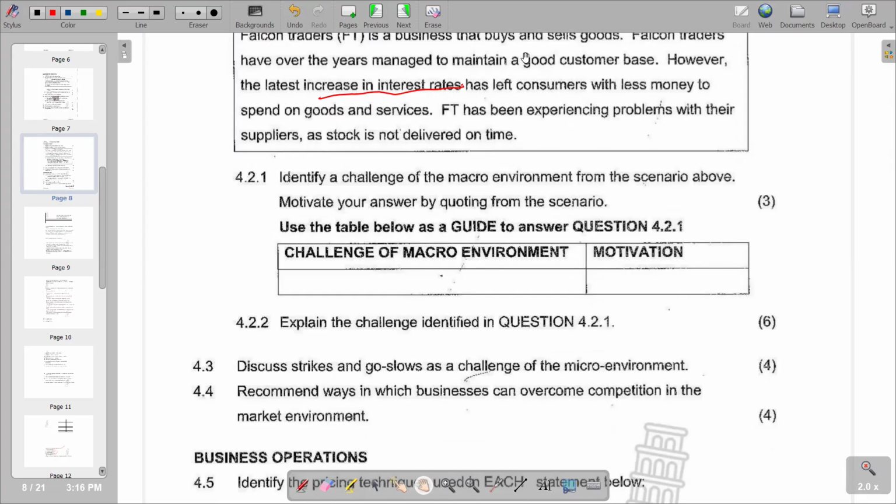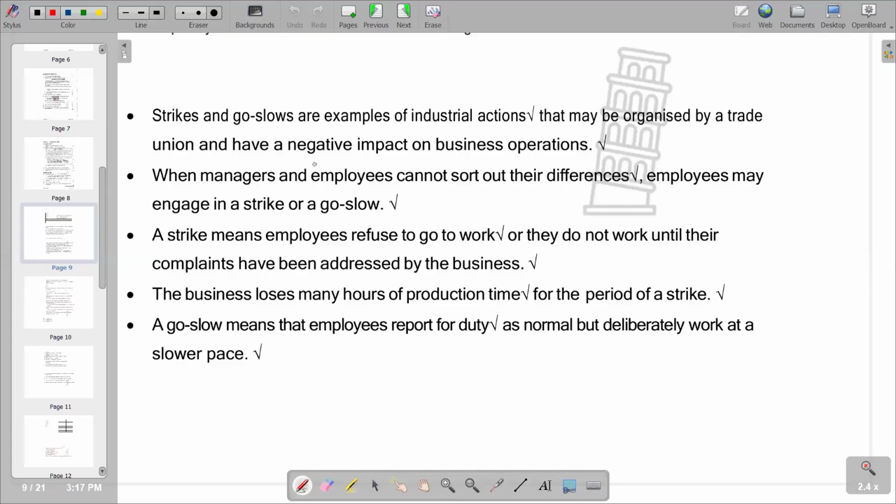So we have 4.3, which reads discuss strikes and go slows as a challenge of the micro environment. Strikes and go slows are examples of industrial actions that may be organized by a trade union and have a negative impact on the business operations. When managers and employees cannot sort out their differences, employees may engage in strikes or go slows.